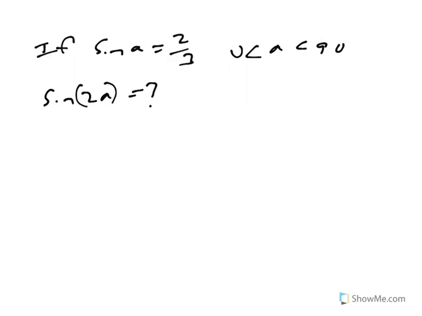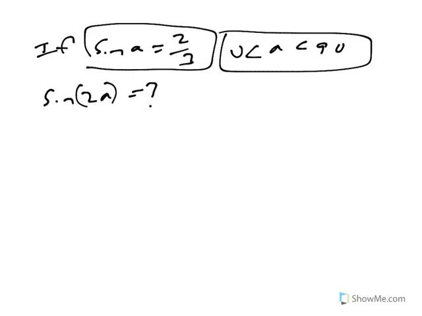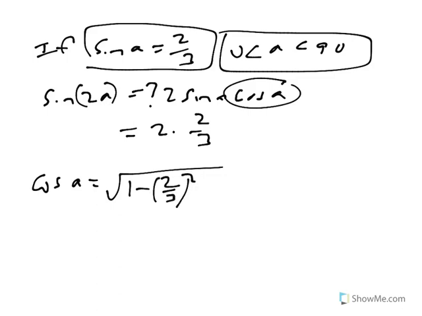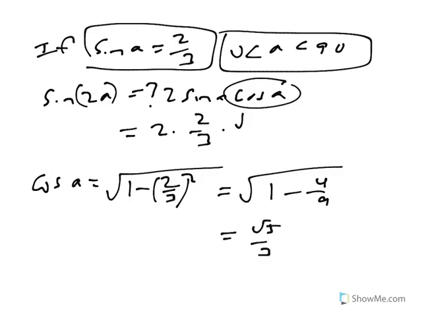An example of a question they do is if sine a is given to you as 2/3 and they tell us that a is between 0 and 90 degrees. Sine 2a is 2 sine a cosine a, which is 2 times 2/3 times cosine a. For cosine a, I like to say cosine a is the square root of 1 minus sine a squared, which is 1 minus 4/9, which is the square root of 5 over 3. So the answer becomes 4 root 5 over 9.